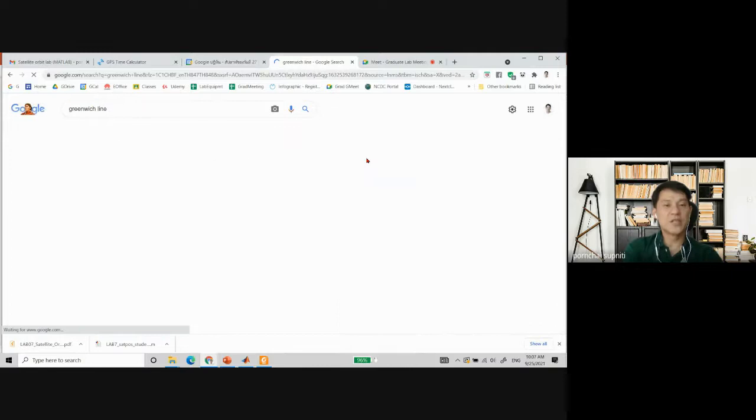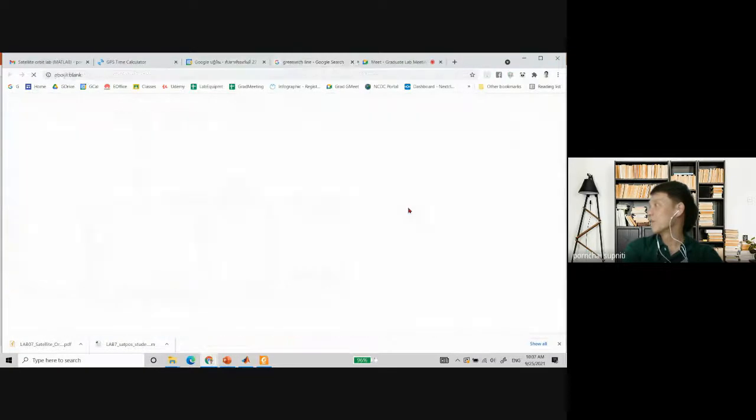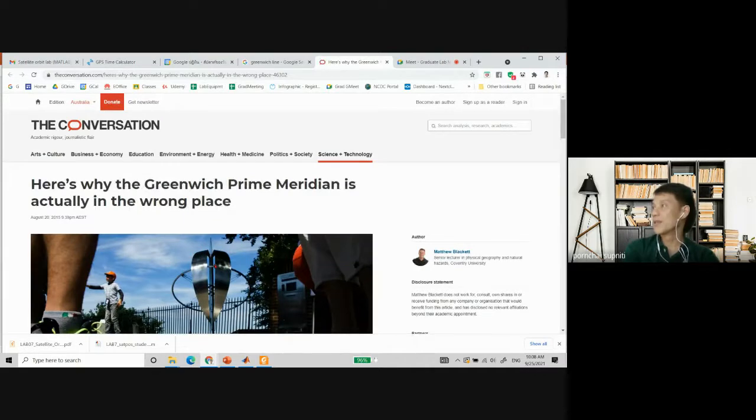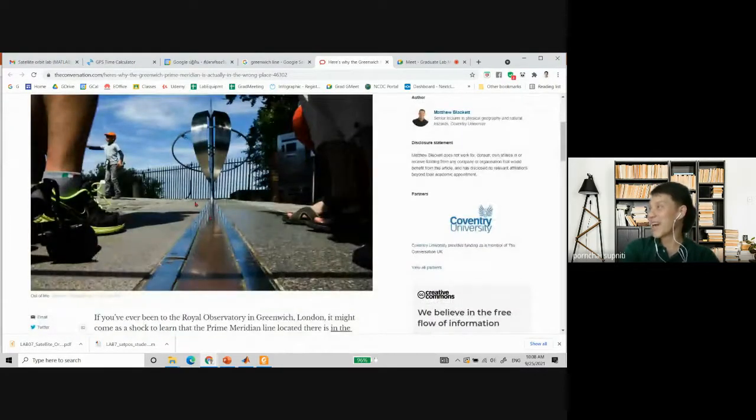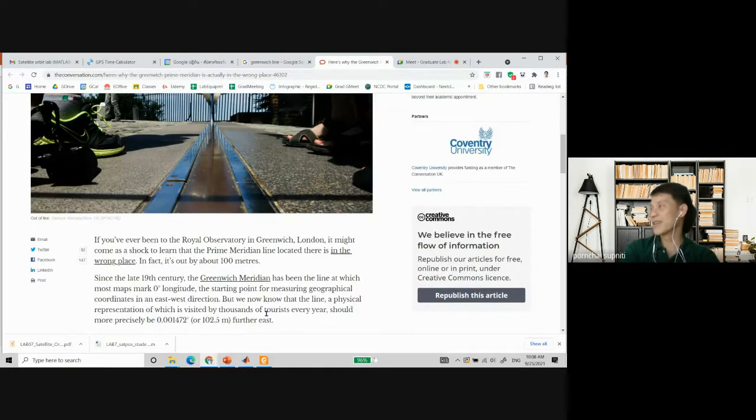If you look on any website at the Greenwich line, let me look at the images. Yes, this is the Greenwich line. It's the line that leads up to the Royal Observatory in London, which is in Greenwich. And actually they say that this line is about 100 meters away from the right place. And this Greenwich meridian is the line where we start with zero longitude as well.